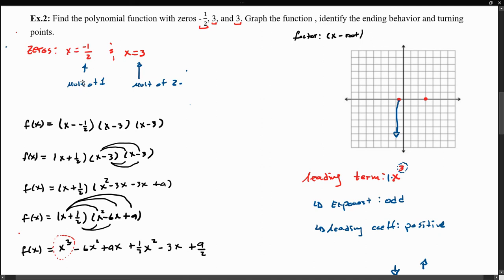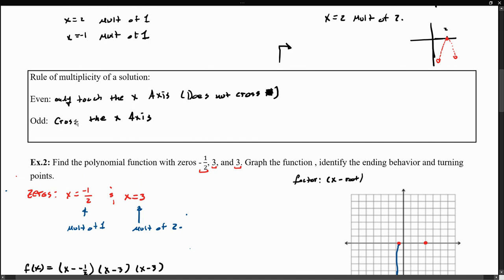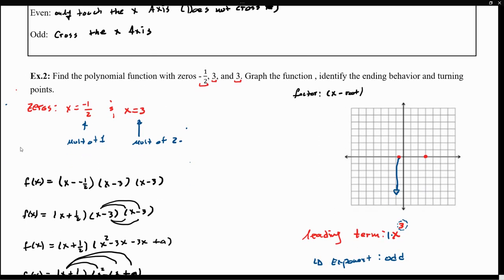And now I'm going to stop there, because now at -1/2, notice that my multiplicity was 1. Since my multiplicity is odd, then we're allowed to cross the axis. So let's cross the axis. So we're allowed to cross it. Then it's going to come down.